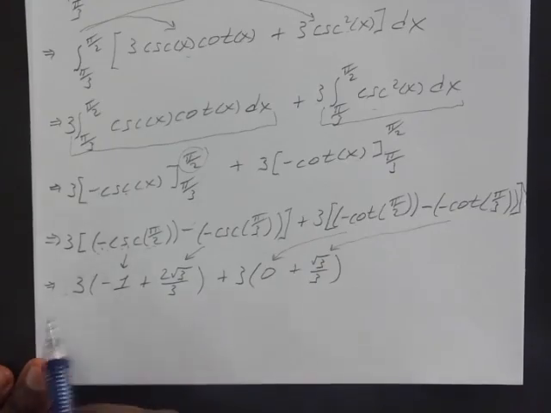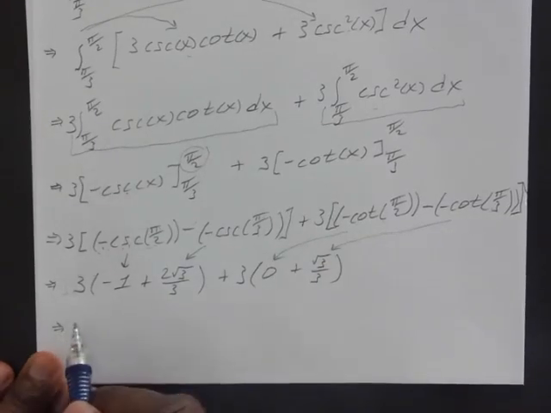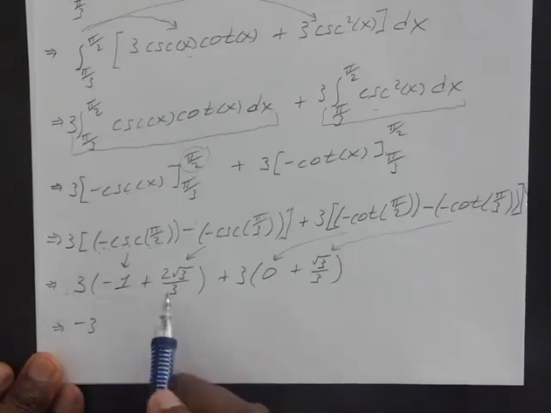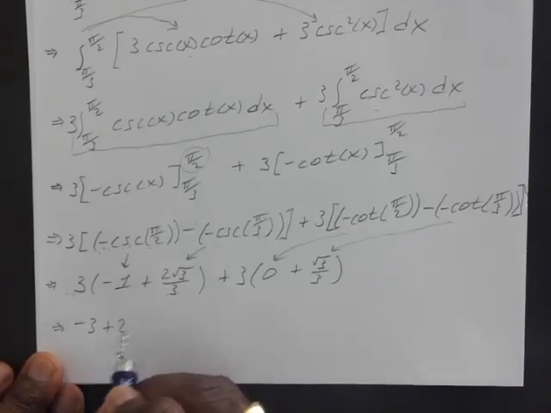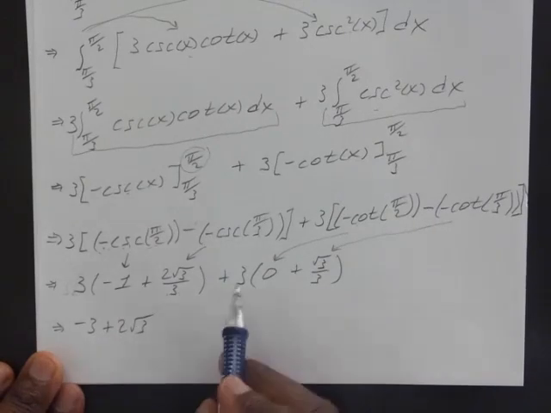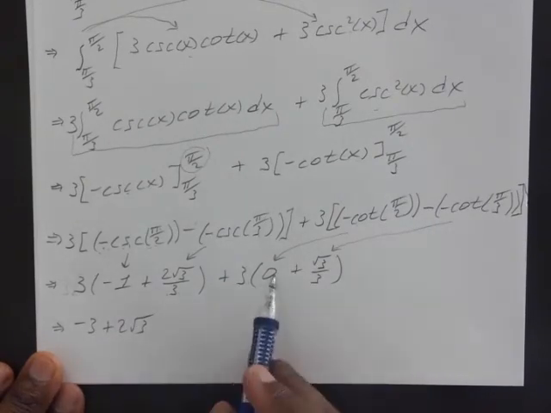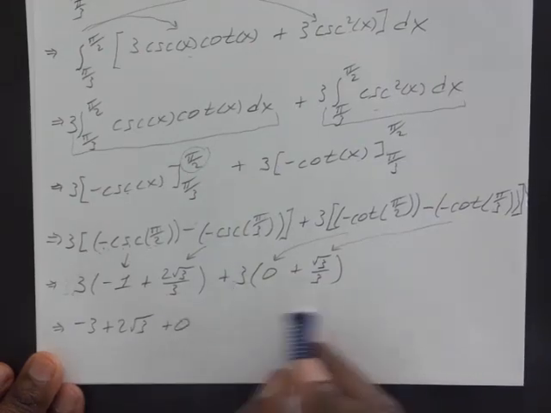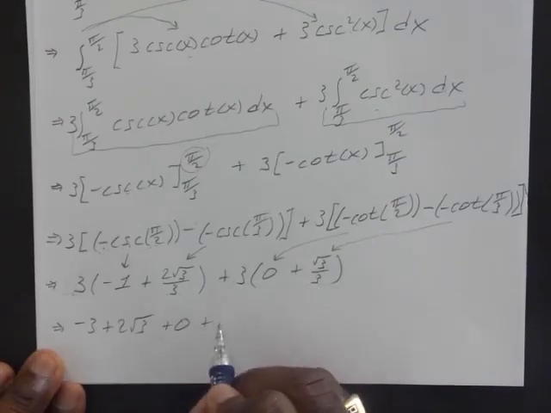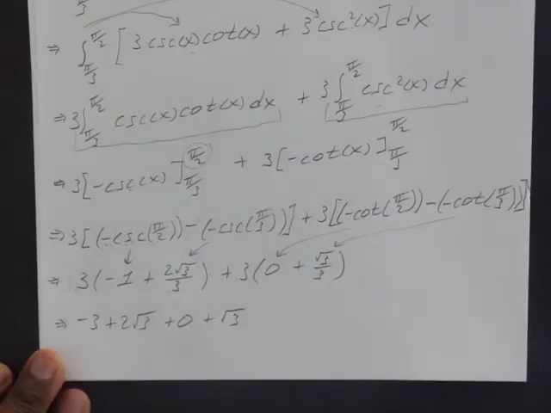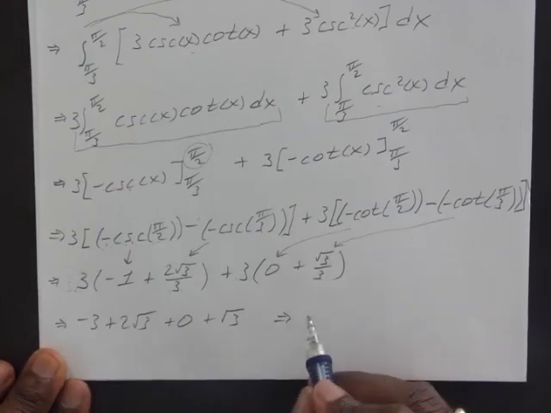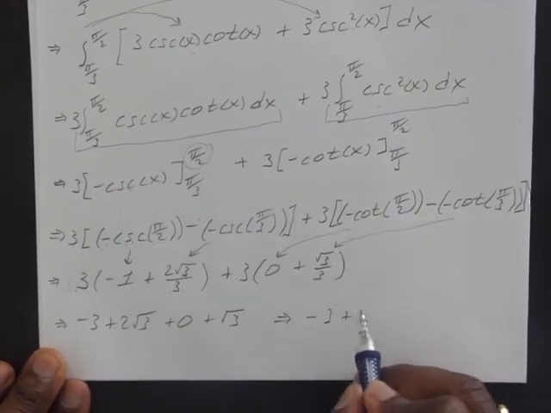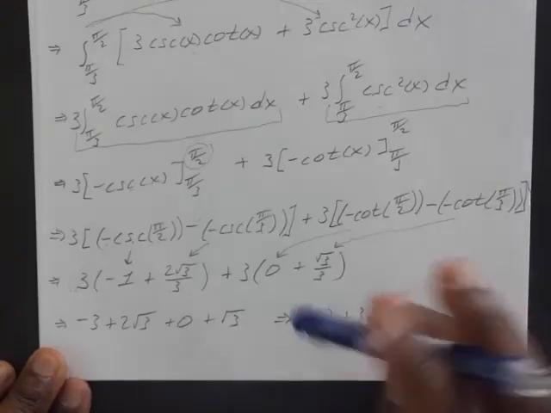Okay, so we distribute the 3. We get negative 3. And the 3's would cancel out here, so that's plus 2 square root of 3. And if we distribute this 3, we get plus 0, which we don't have to worry about putting down. I'll put it down anyway. And if we distribute the 3 here, the 3's would cancel out, so that's just plus square root of 3. So our final answer would be negative 3 plus 3 square root of 3. Make that 3 a little neater.